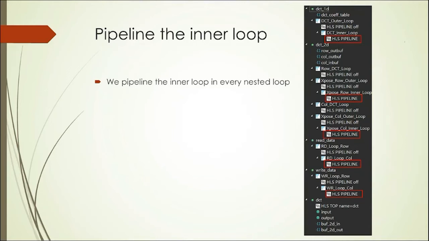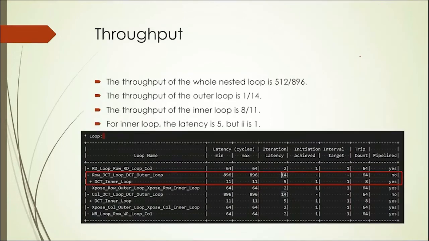So to further reduce our latency, we need the pipeline. We add the pipeline in each inner loop. This is a sensible option because adding the pipeline in the inner loop wouldn't bring about a large area increase. And also, we can improve the pipeline for the inner loop. Okay, so here's the throughput.